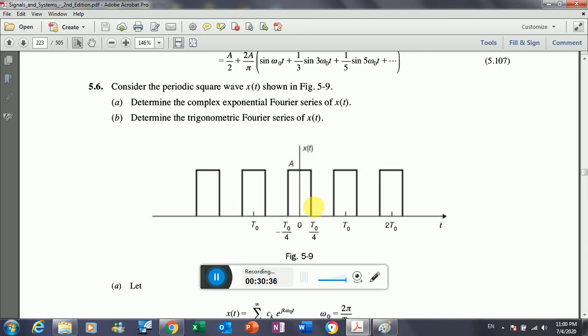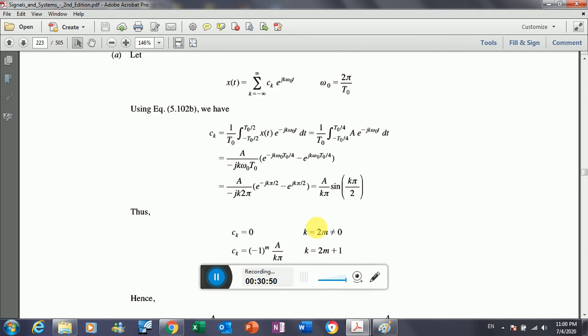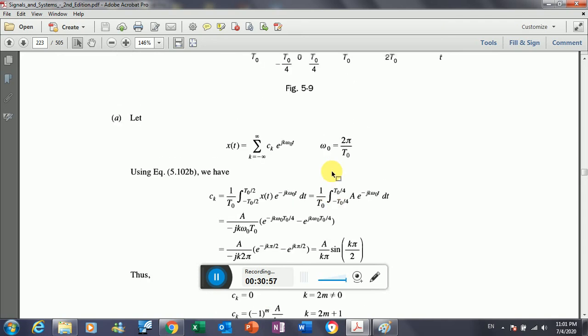Similarly, this impulse train has been shifted, so the limits of integration would be from minus t naught over 4 to t naught over 4, right? From minus t naught over 4 to t naught over 4, and the rest of the process is the same, right? So next time we will go through the Fourier transform. This concludes our discussion on Fourier series. Next time we will start Fourier transform.